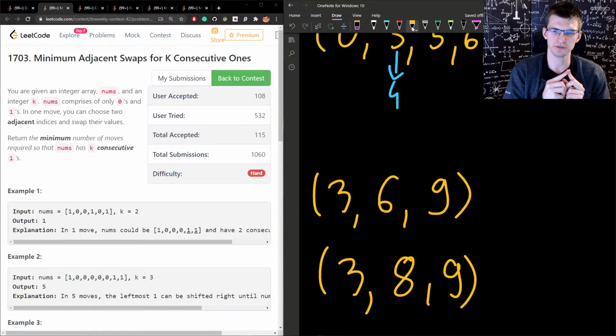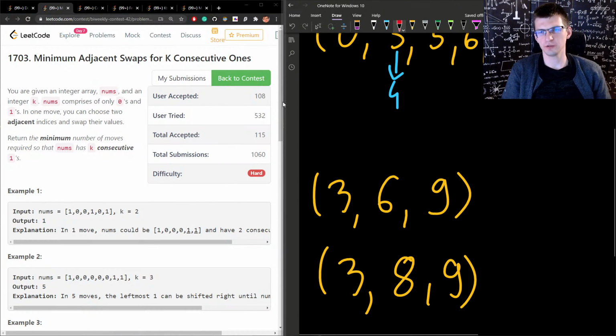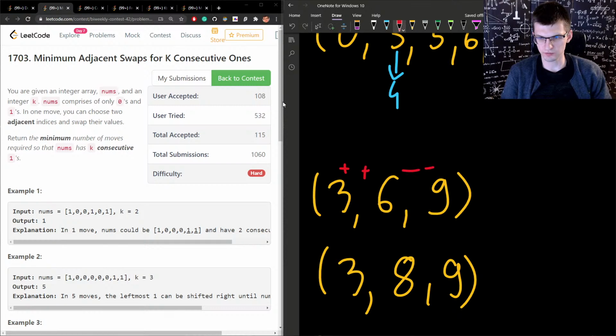The answer for these two is the same, because here we need to make plus, twice we need to increase 3 by 1, so that it will be 4 then 5. Twice I need to decrease 9. In this other case, I need to do plus, plus, plus, plus, right? 4, 5, 6, 7. It is the same. In both, I need 4 moves.